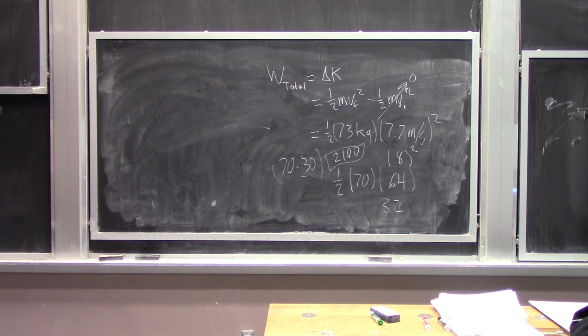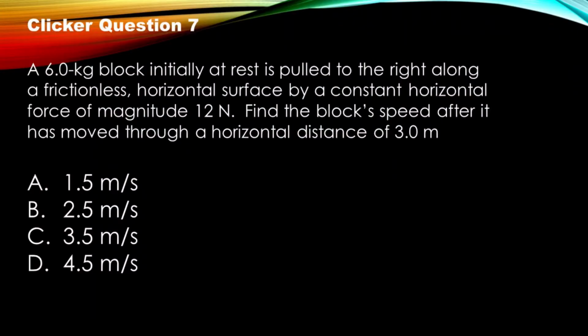All right, so this one says a 6 kilogram block initially at rest is pulled to the right along a frictionless horizontal surface by a constant horizontal force of magnitude 12 newtons. Find the block's speed after it has moved through a horizontal distance of 3 meters.